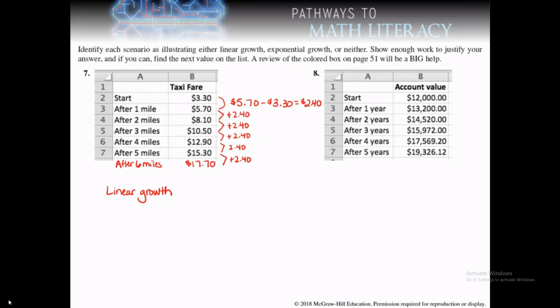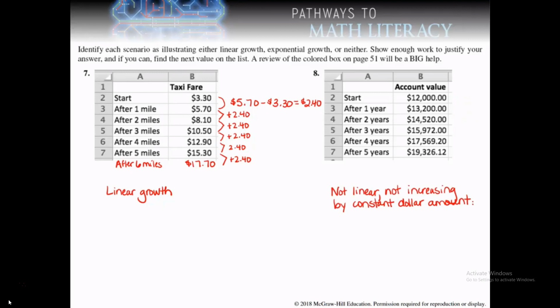In number eight, I'm going to start out the same way. So if I look at the increases, I can do 13,200 minus 12,000, so that's going up by $1,200. Does that keep working? If I add $1,200 to 13,200, do I get 14,520? No. That means it's not linear.